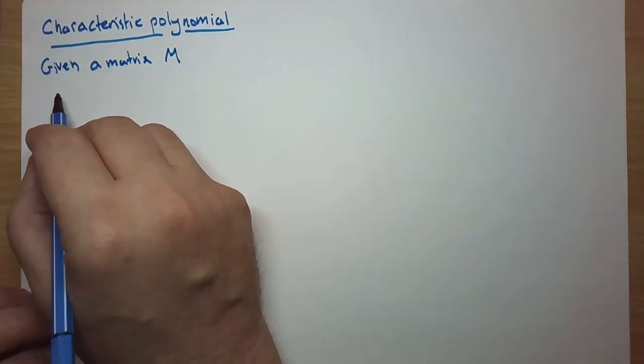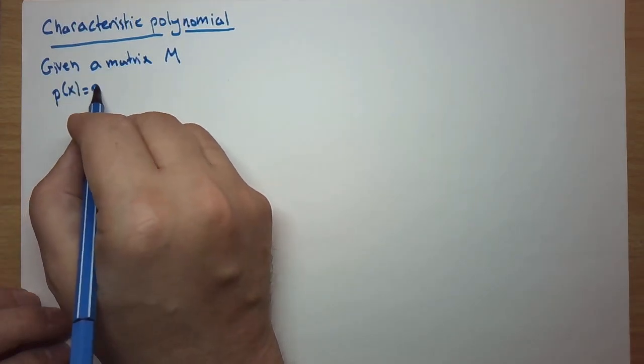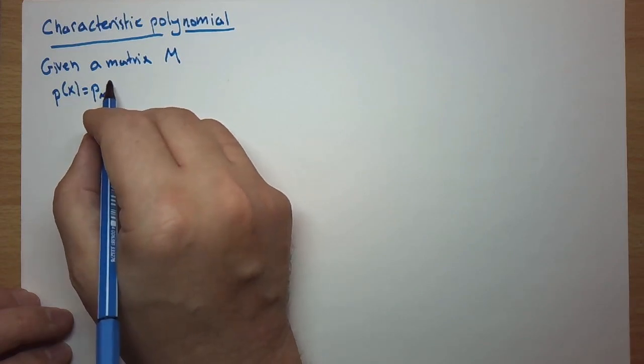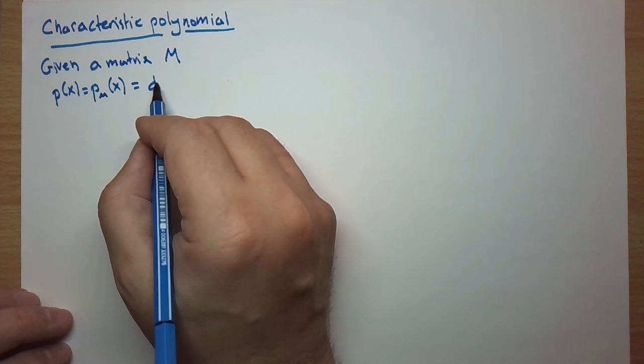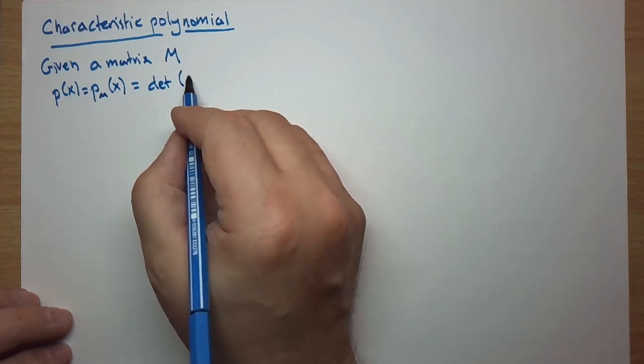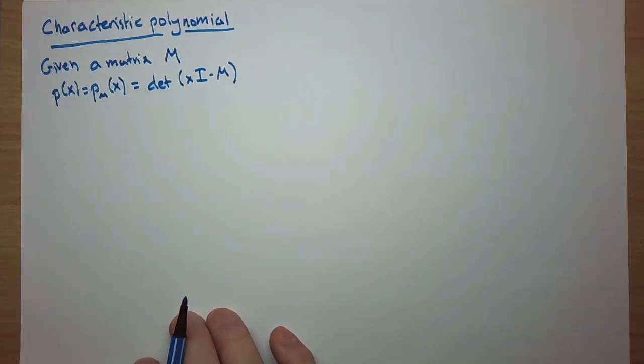we can look at the polynomial, we'll call it P of X. Sometimes people put subscripts, maybe just to specify which matrix it is if it's ambiguous. And this is the determinant of xI minus M. Okay, so that's the characteristic polynomial of a matrix. And what do we know about this polynomial? Well, why do we care about this polynomial?